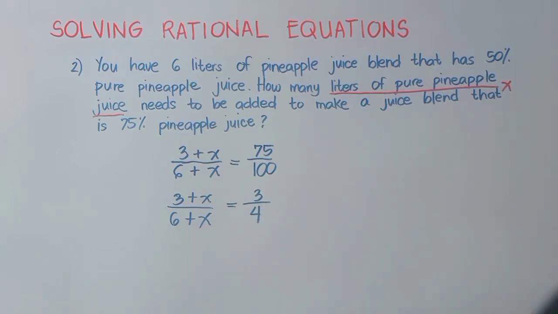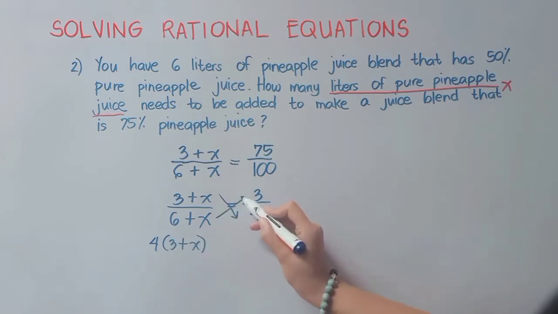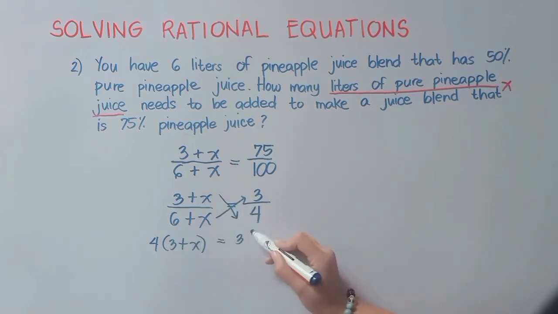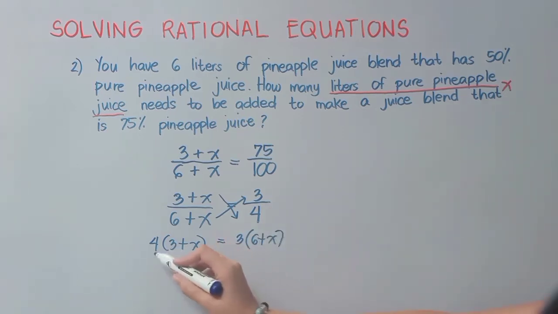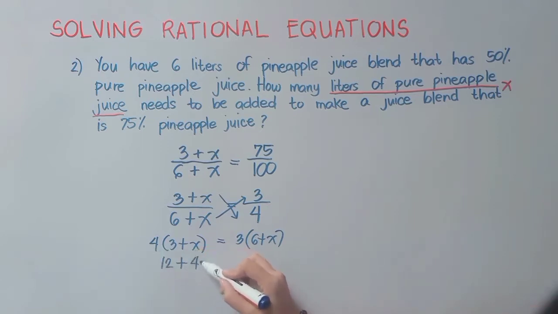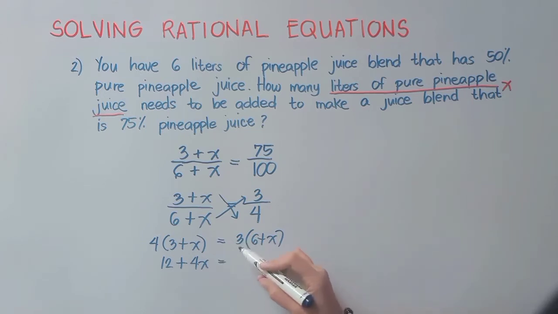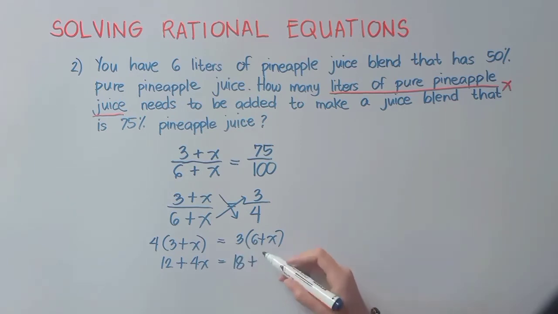Now, since there's only one rational expression on both sides, we can cross multiply. So this is 4 multiplied by the quantity 3 plus x is equal to 3 multiplied by the quantity 6 plus x. So we can now distribute: 4 times 3 is 12 and 4 times x is 4x, is equal to 3 times 6 is 18 plus 3 times x is 3x.